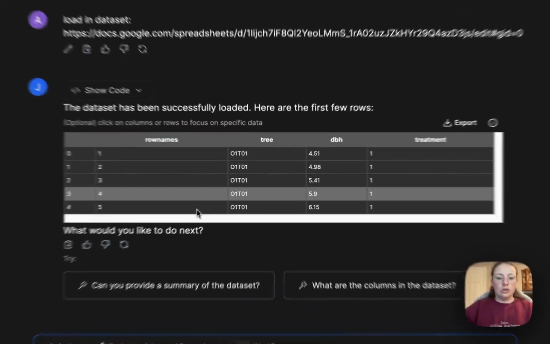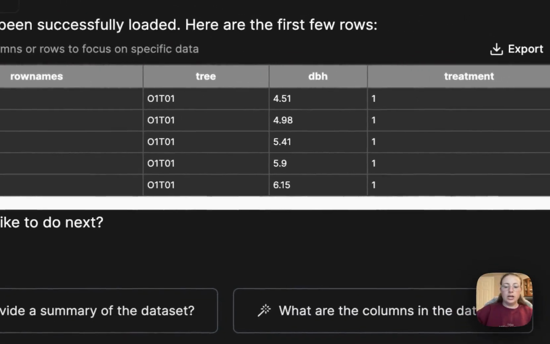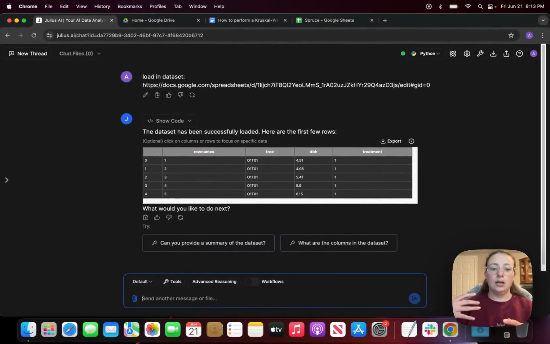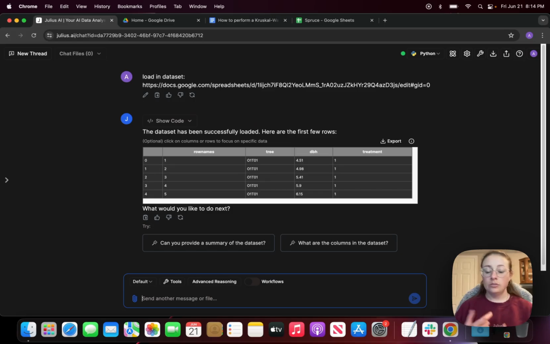So we can see that we have row names, tree, DBH, which is diameter at breast height. It is a specific measurement that you can use to measure the growth of trees. And then we have treatment, 1 through 4. Okay, so now that we have our dataset in, let's ask Julius to look at some descriptive statistics.